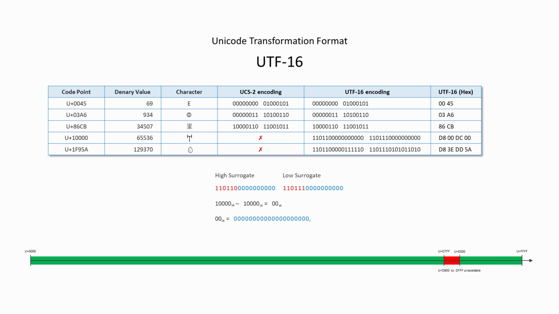By the way, the reason for subtracting hexadecimal 10000 in the first step is to generate a new value that can be encoded with no more than 20 bits, and therefore a value that will fit into the surrogate pair format.